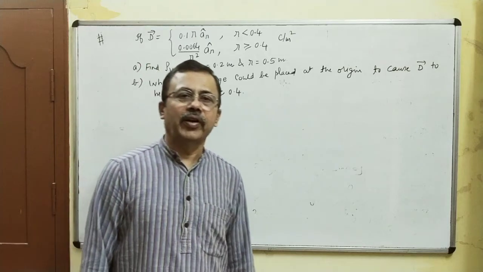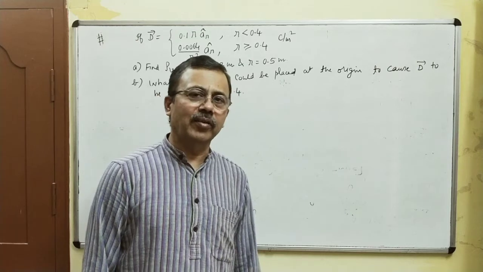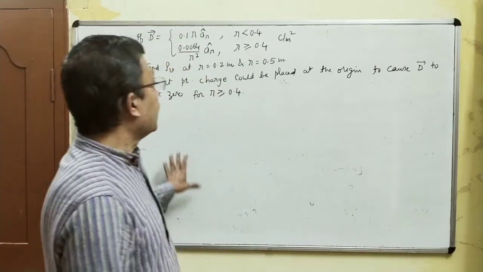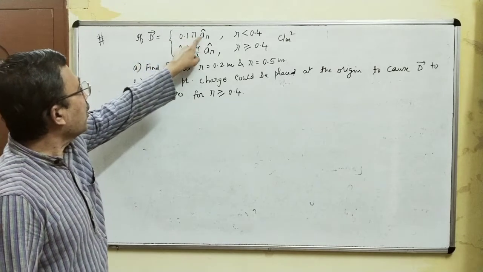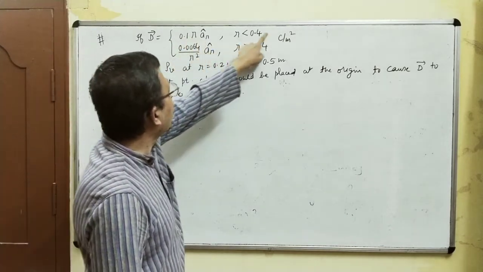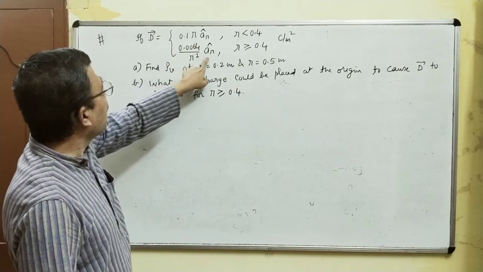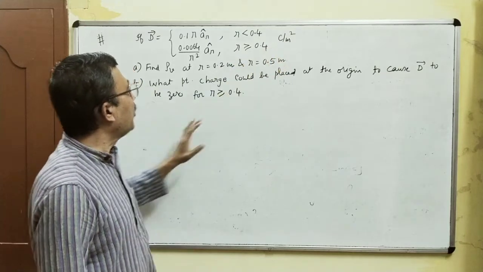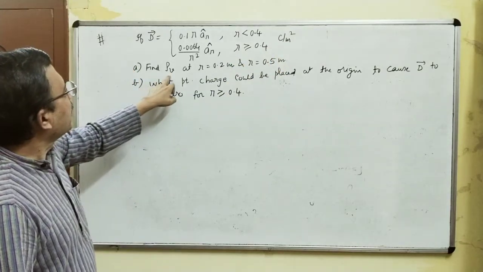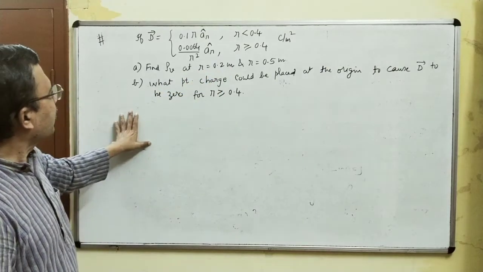I will do now additional problems on Gauss law in integral form as well as in point form. The problem is, if vector D equals 0.1 r ar cap for r less than 0.4, and 0.0064 by r square into ar cap for r greater than or equal to 0.4, unit is coulombs per meter square. Find rho v at r equal to 0.2 meters and r equal to 0.5 meters.